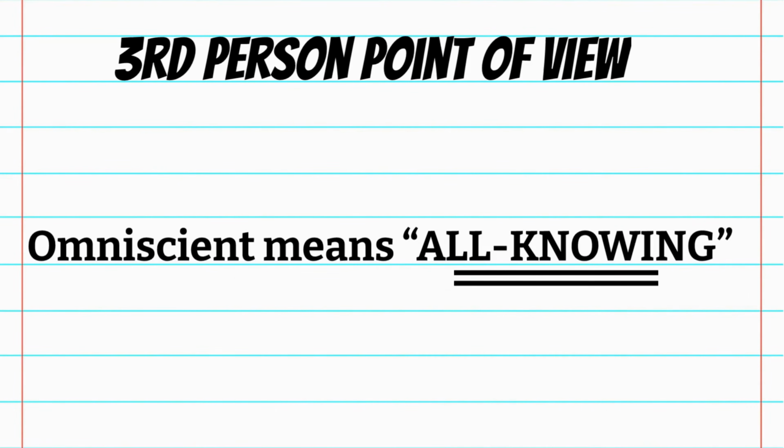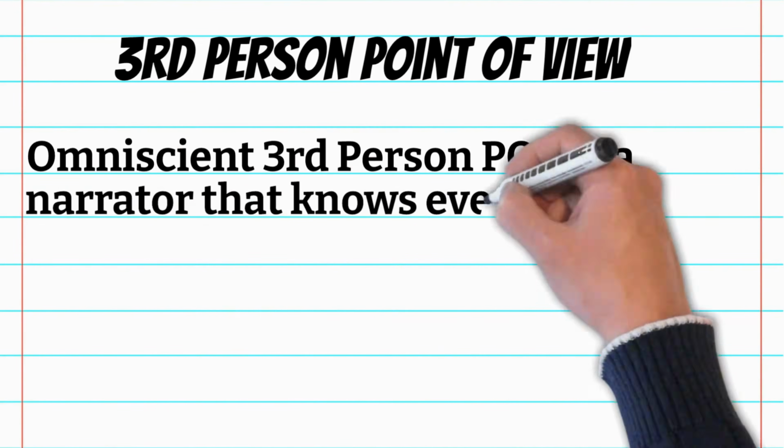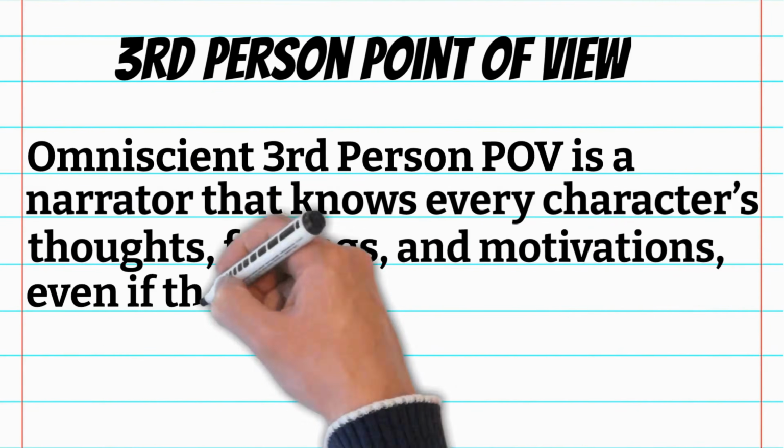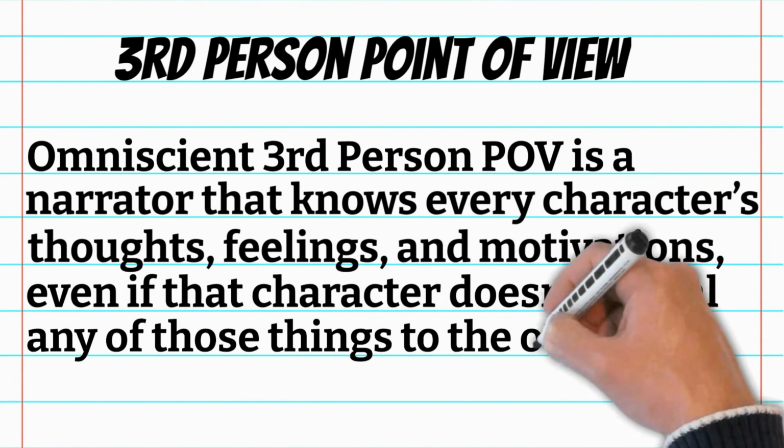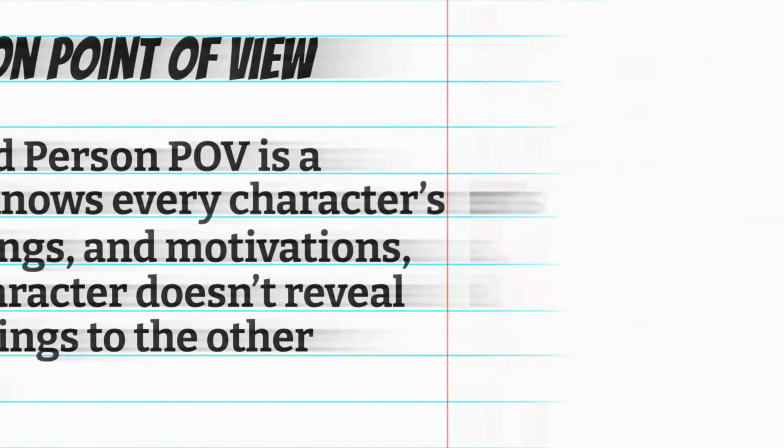Omniscient means all knowing. Omniscient third person point of view is a narrator that knows every character's thoughts, feelings, and motivations, even if that character doesn't reveal those to any other character.